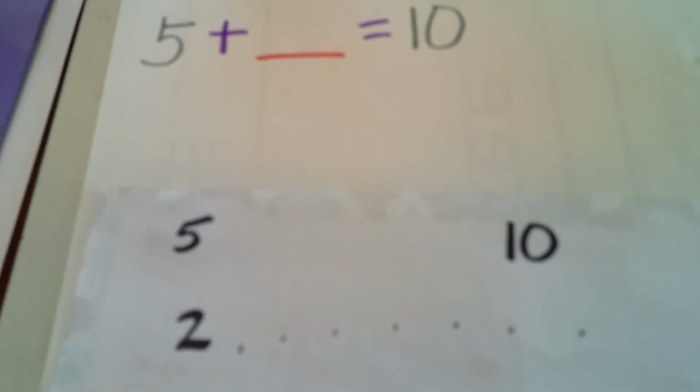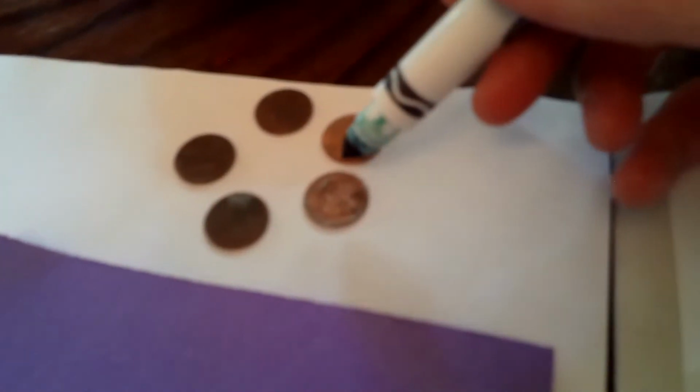Okay. But I'd like you to have a little bit of concrete, which means right here in front of you that you can see it, to learn the skill. So 5. We have 5 already. That's here. We know that. 5, 6, 7, 8, 9, and one more dot for 10.